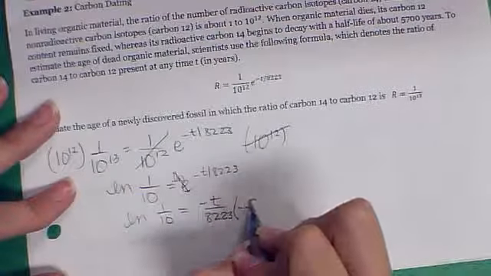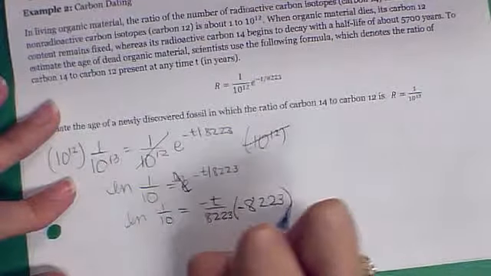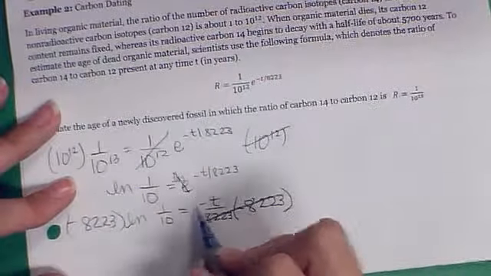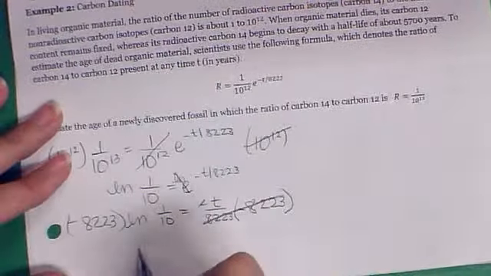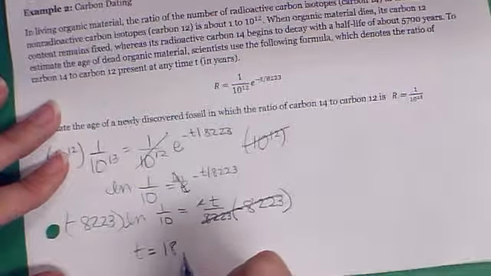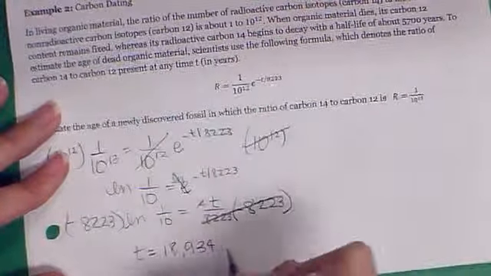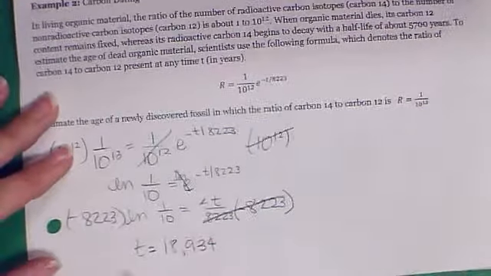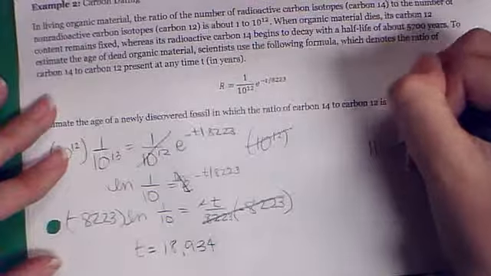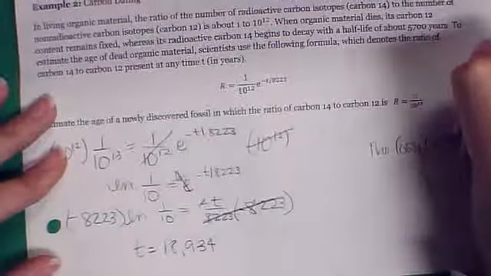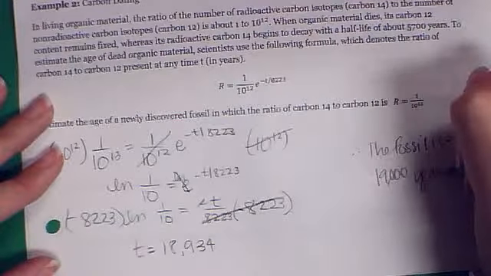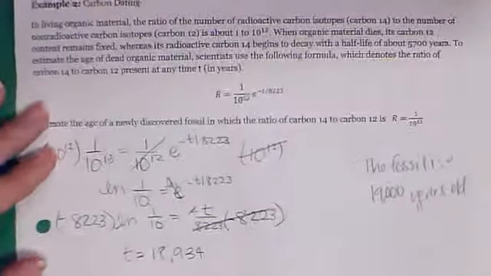To get t by itself, I'm going to multiply by 8,223 and the negative form of that so that I can get rid of the negative as well. And t will equal whatever this is. If I go ahead and plug that into my calculator, I will get 18,934. So it's about 18,900 years old. So I'm going to write my sentence. The fossil is about 19,000 years old. And again, that's an estimation.